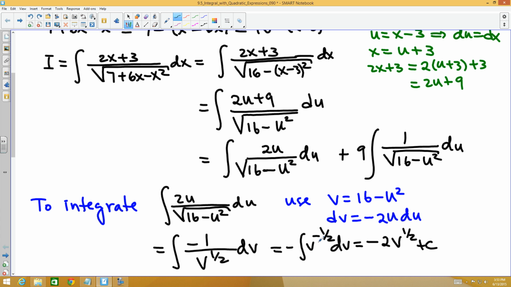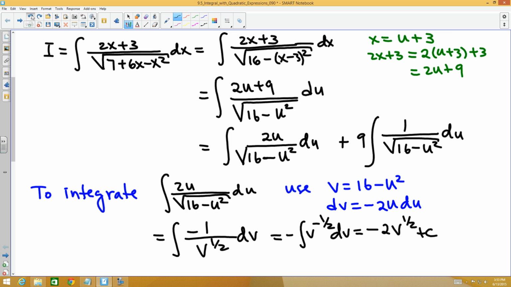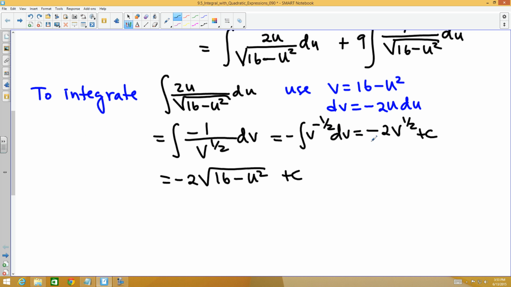Integrating this means we use the power rule for integrals, so we have v to the power negative 1/2 plus 1, that means v to the power 1/2 divided by 1/2. Dividing by 1/2 means multiplying by 2, so you have negative 2v to the 1/2 plus a constant. Next, we simplify: v is 16 minus u squared, so negative 2v to the 1/2 is negative 2 times the square root of 16 minus u squared.